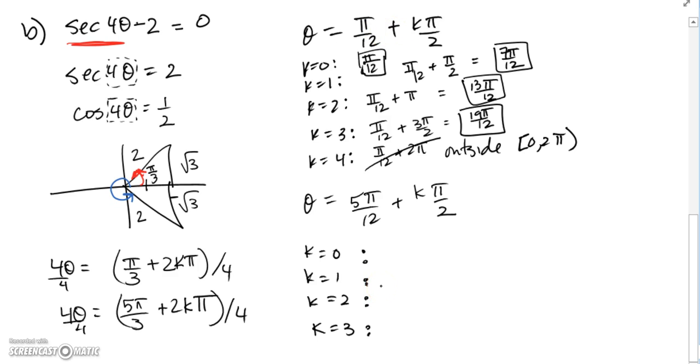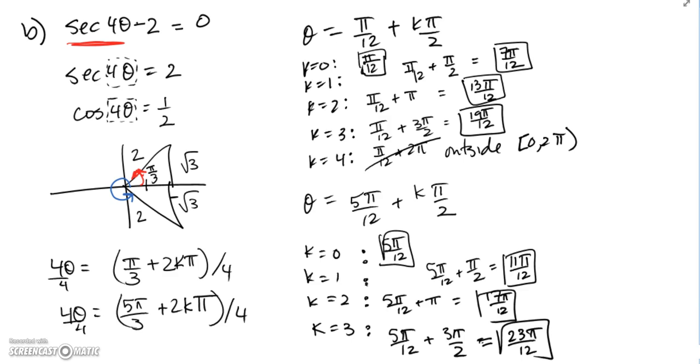The same thing will give us 4 more solutions from the second piece. So k equals 0 gives us 5 pi over 12, k equals 1, 11 pi over 12, k equals 2, 17 pi over 12, and k equals 3, 23 pi over 12. So we end up getting 8 solutions in the interval that was given to us.